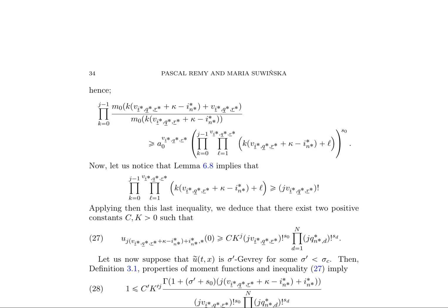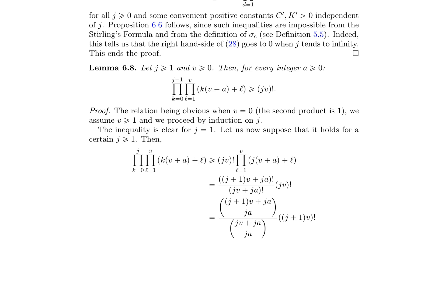This bound is used to establish the main result, proposition 6.6, which states that the solution u j is not sigma 1 Gevrey for any sigma 1 less than sigma c. The proof of proposition 6.6 involves a contradiction argument. The authors assume that the solution u j is sigma 1 Gevrey and derive a bound on the term. They then use the properties of moment functions and the definition of sigma c to show that this bound is impossible, thus establishing the result.